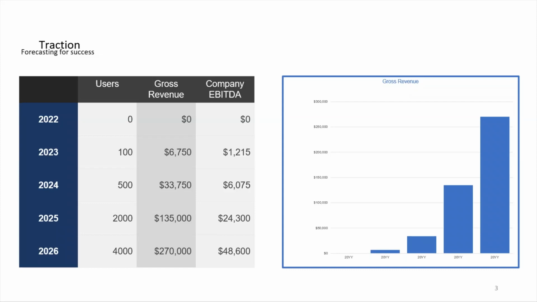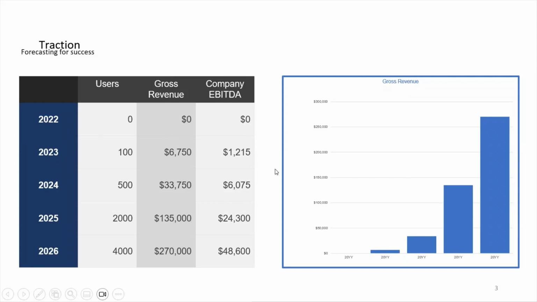And here's another one that just is a little bit mixed up. For example, it says traction for forecasting for success. So traction and forecasting are two different items. Traction really relates to things that you have already done, and forecasting is the future. So you can see here they're already talking about 22 to 26. If you have zeros, then don't bother.